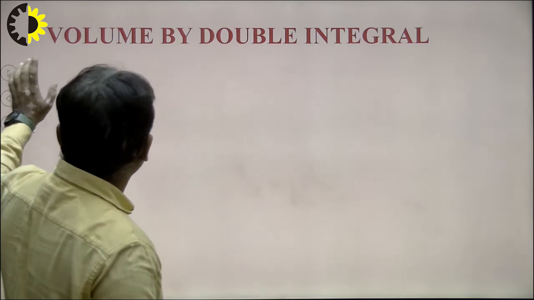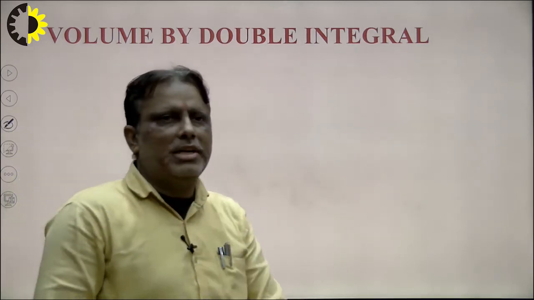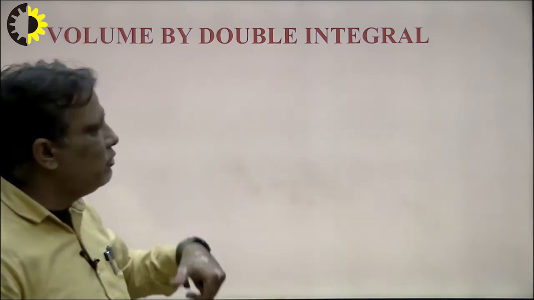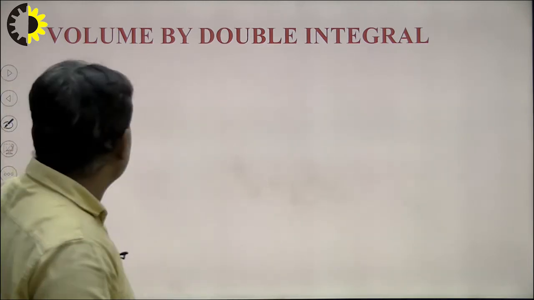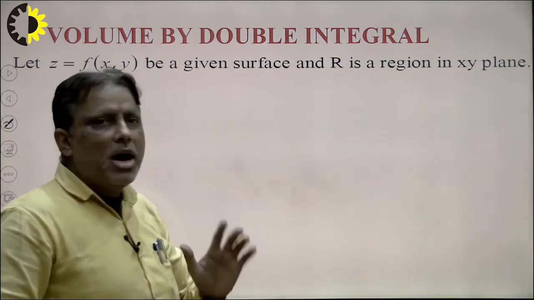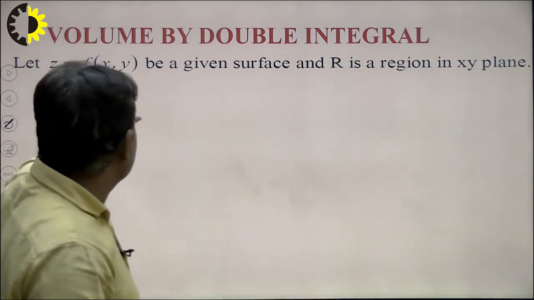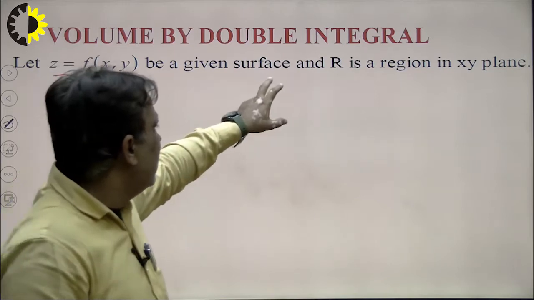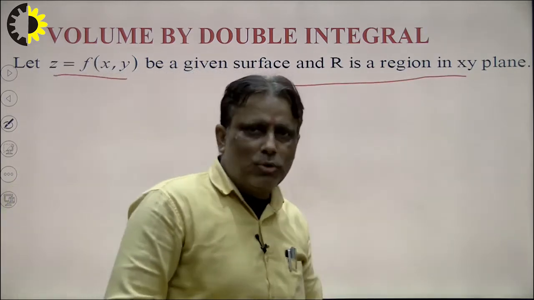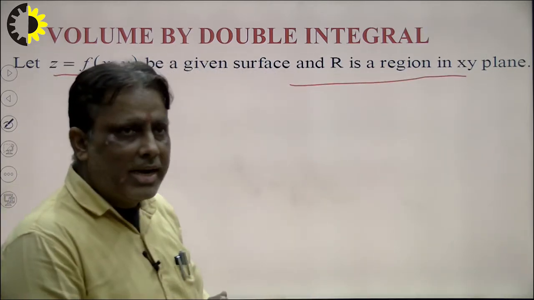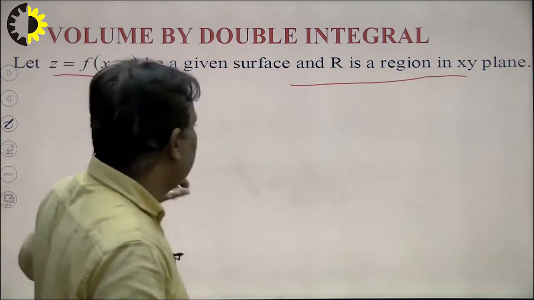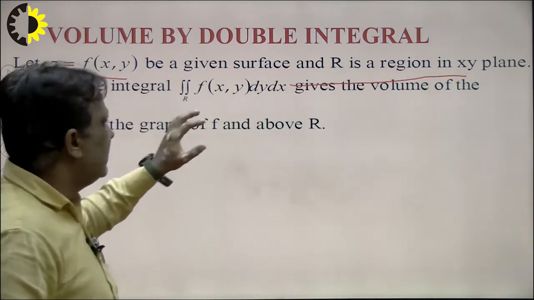So students, keep in mind, when we calculate the volume by using double integration, how do we get it? We see here very carefully. Suppose I have a function which depends on x and y, that is z, a surface, and R is the region in the xy plane. Suppose I am standing in the xy plane, and the function is z = f(x, y). So how do we obtain the volume with the help of double integration? We see here.